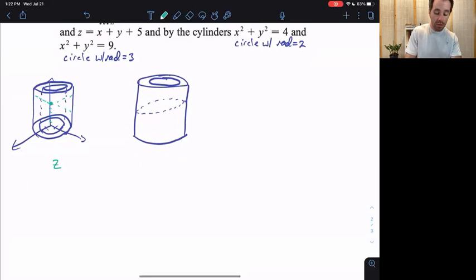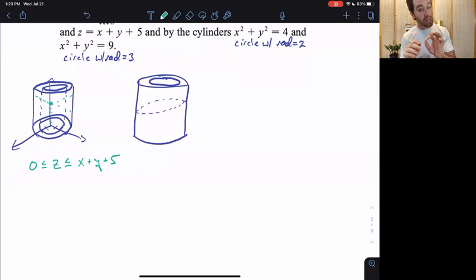So z, we don't have to worry about what it looks like. We just need to know that z is going from 0 up until x plus y plus 5. The bounds take care of all that complicated stuff for us. Now we're doing this in cylindrical. If we do it in cylindrical, we need to make sure that we're picking the other variables to be r and theta, not x and y. R, in this case, does not start at 0 because we're only looking at the interior of this ring. So r goes from 2 up until 3.